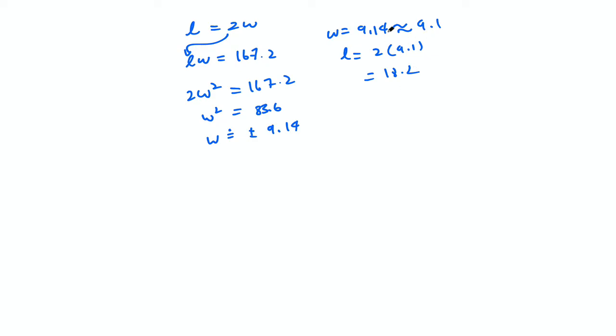Okay, but actually the question says to the nearest meter. So rounding that to 9, you get 18. Okay, so we have the length to be 18 and the width to be 9. So we have a 9 by 18 meter flag.